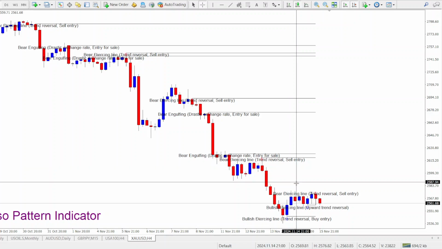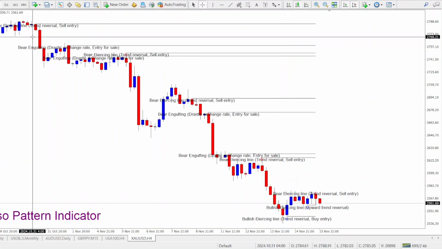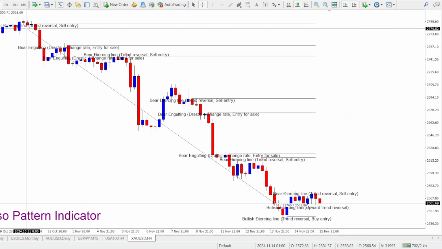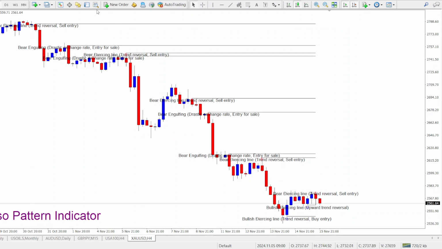If we had exited our sell trade here from the signal from this indicator, wow, this is quite big. That would have earned us about 2,350 pips or thereabout. Now let us analyze this indicator further, because it is quite a comprehensive indicator.